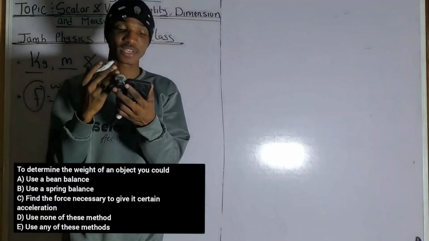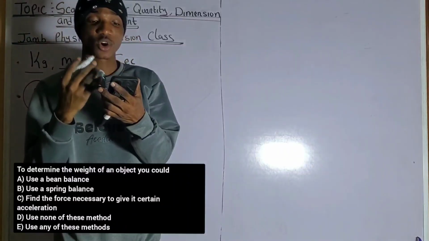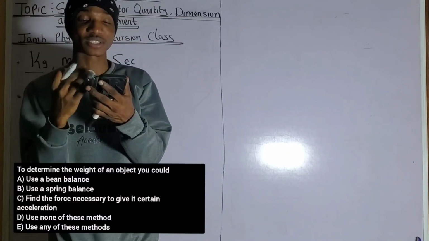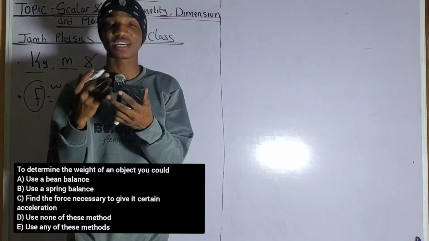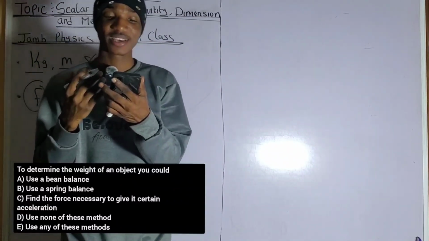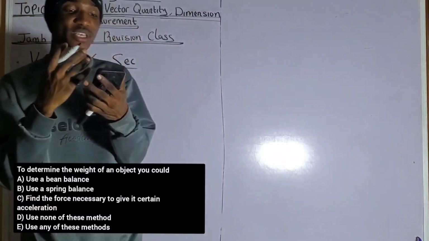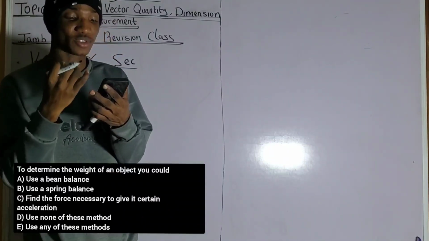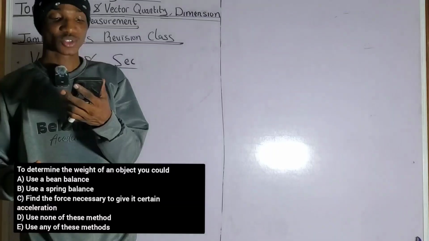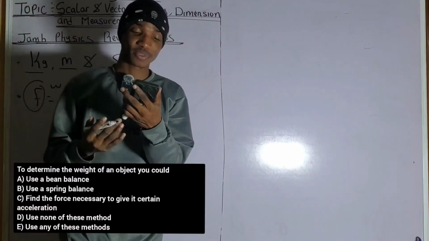Also, you can see option D, use none of these methods. That is not correct, because option A, option B, and option C can be used to find the weight of an object. And option E, use any of these methods. That is the correct option. Okay, the correct option is option E, because you can use option A, you can use option B, you can use option C. Do you understand?